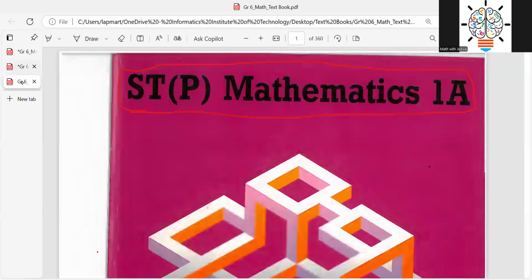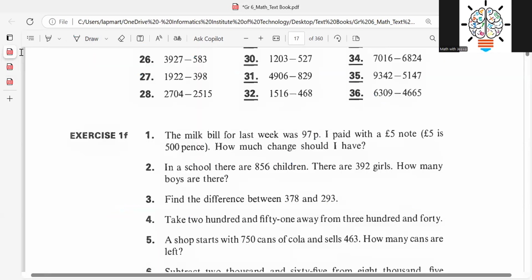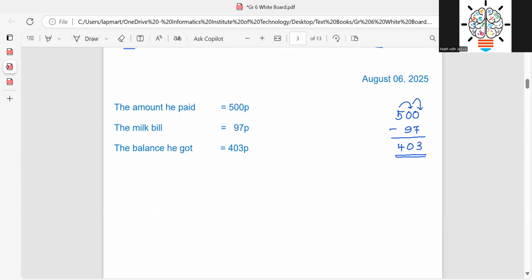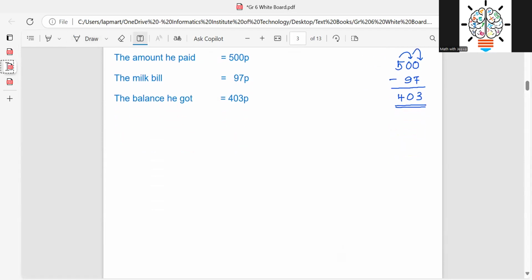Then the next one: in a school, there are 856 children. There are 392 girls. How many boys are there? So when you have such a question, how are we going to do it? Then you go here.